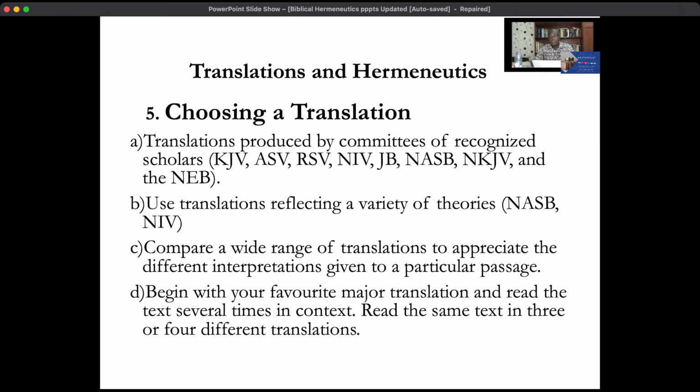Compare a wide range of translations to appreciate the different interpretations given to a particular passage. Like I said, translation is an interpretation, and therefore try to compare all the time different versions to appreciate how they render or translate a particular passage that you are interested in. D is to begin with your favorite major translation and read the text several times in context. Read the same text in 3 or 4 different translations to appreciate the text you are reading. So when you do that, you can appreciate the text well, and you can also share your meanings or your understanding of the text with the world.